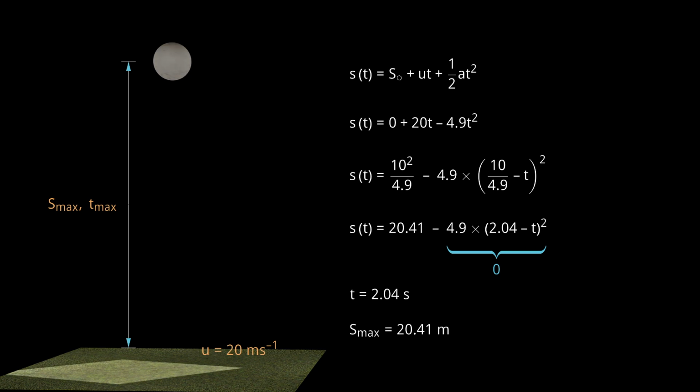Let's move on to the next question. In this problem, a ball is thrown upward with an initial velocity of 10 meters per second from a height of 5 meters. We need to determine three key details.